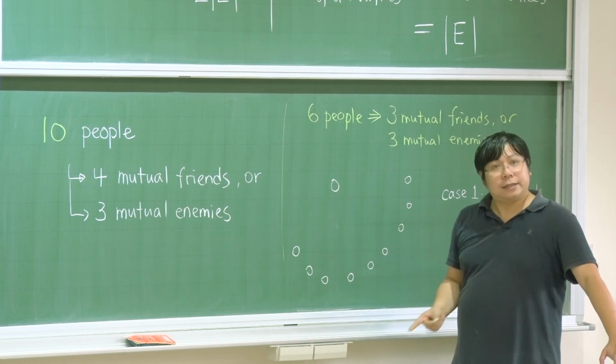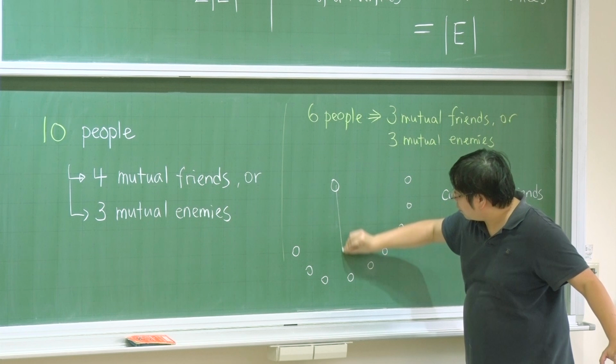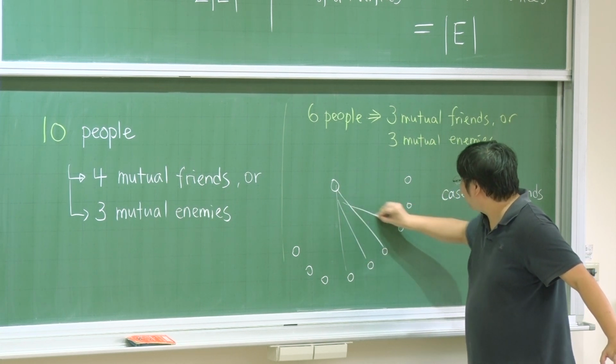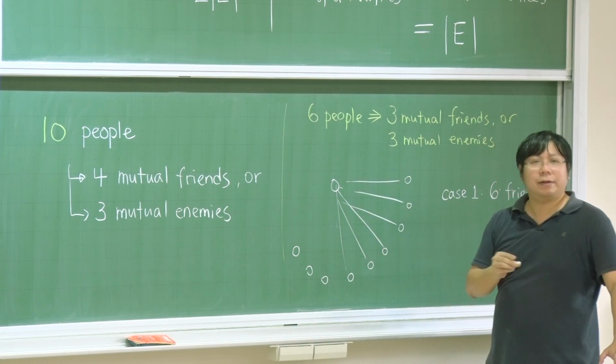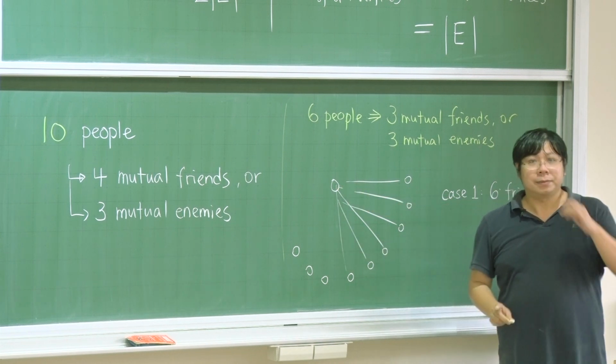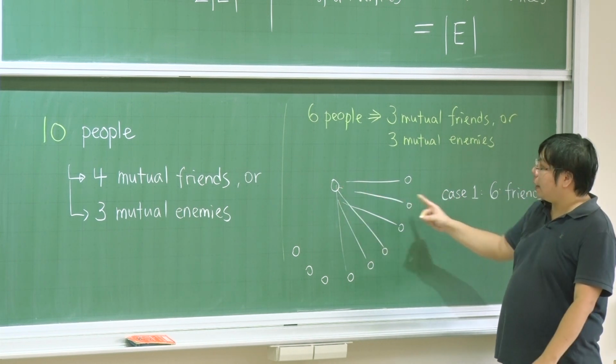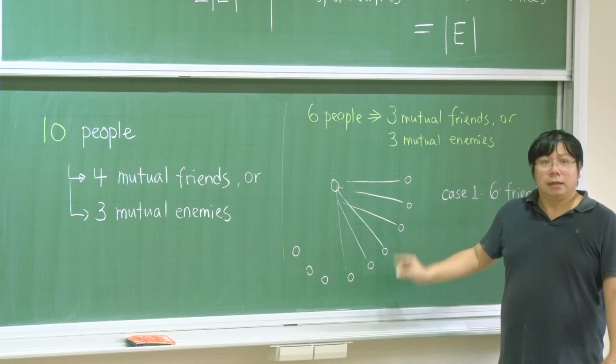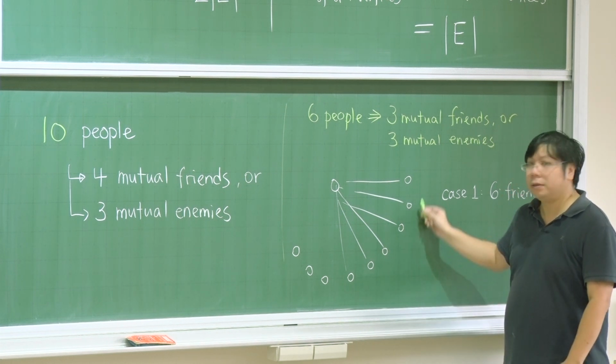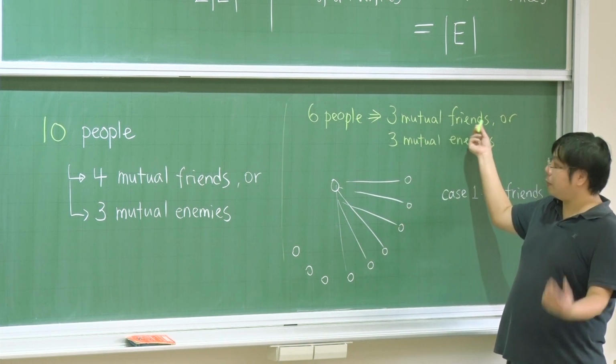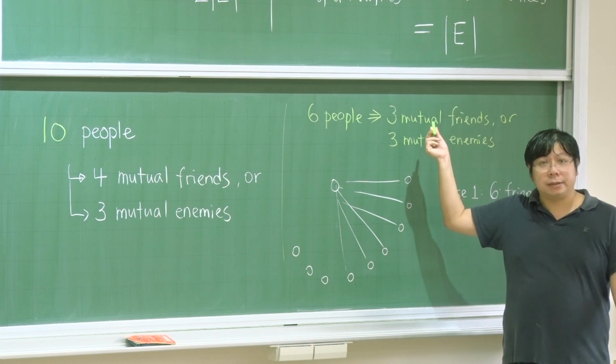So if this one has 6 friends, what will happen? Okay, so maybe this one, 1, 2, 3, 4, 5, 6. Let's say these 6 are friends with this one. Now, among these 6 people, we know that there are either 3 mutual friends or 3 mutual enemies.